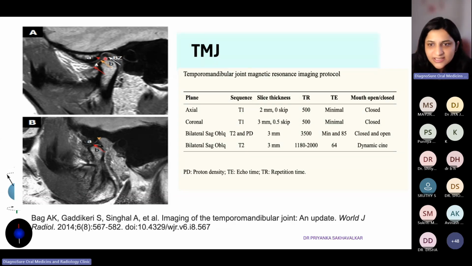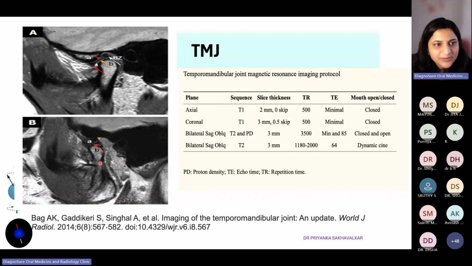Note the bow tie shape of the disc, with a thicker anterior band which is red, then the posterior band which is white, and a narrow central band. This is orange. This is the narrow band. This is how the normal disc appears. And when the patient opens the mouth, this is the closed mouth position, and similarly this is the open mouth position. This is a different patient. This is not the same patient.